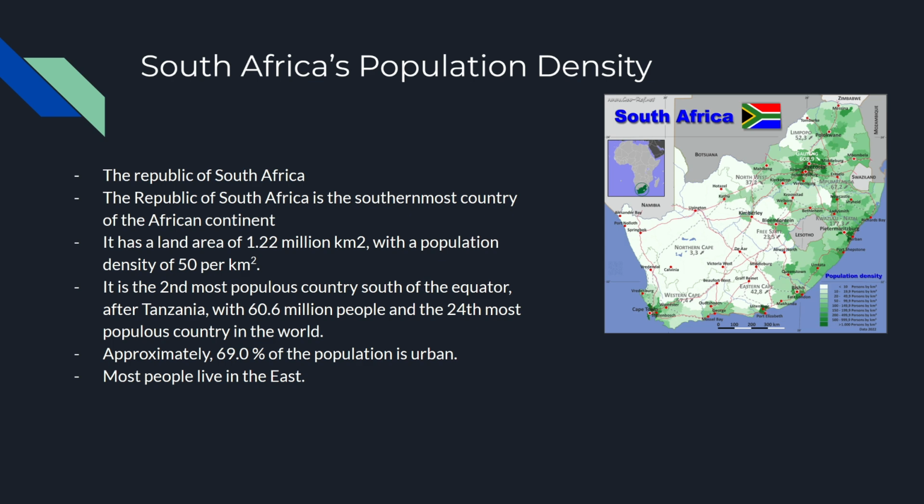Okay, so the Republic of South Africa is the southernmost country of the African continent. It has a land area of 1.22 million kilometers squared, so quite a bit smaller than China, with a population density of 50 per kilometer squared. It's the second most populous country south of the equator, after Tanzania, with 60.6 million people, and the 24th most populous country in the world. Approximately 69% of the population is urban, and most people live in the east.